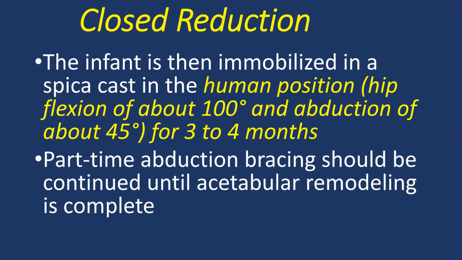Remember that the human position is flexion of about 100 degrees and abduction of about 45 degrees for 3 to 4 months. Part-time abduction bracing should be continued until acetabular remodeling is complete.